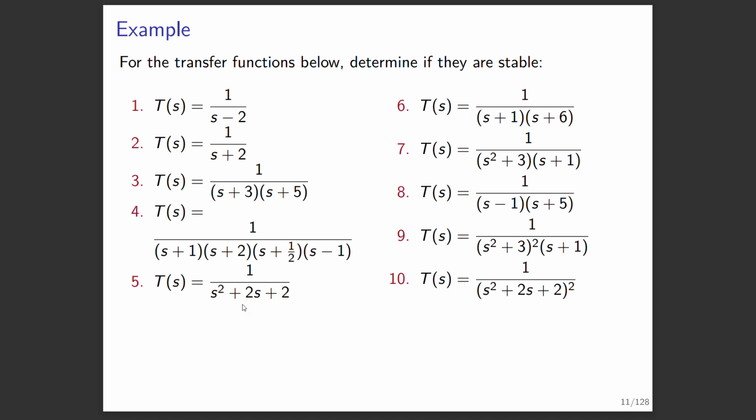How about this? What are the poles of this system? Well, you can write this as s plus 1 squared plus 1. So the poles are at negative 1 plus minus j. So this system is stable too. Both poles are on the left-hand side.